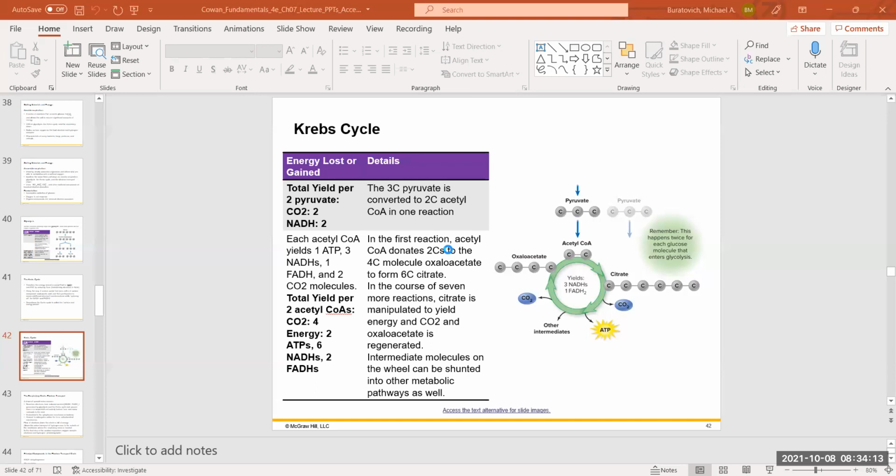So this mode of making ATP through electron transport chains that make proton gradients that are then used to run the ATP synthase is called oxidative phosphorylation. Otherwise known as cellular respiration.